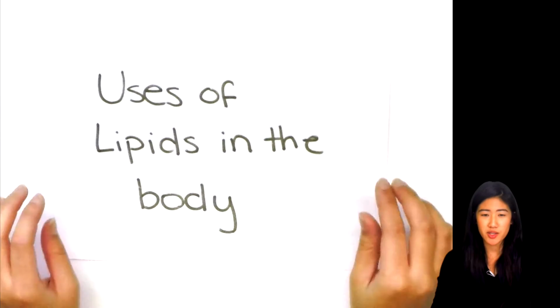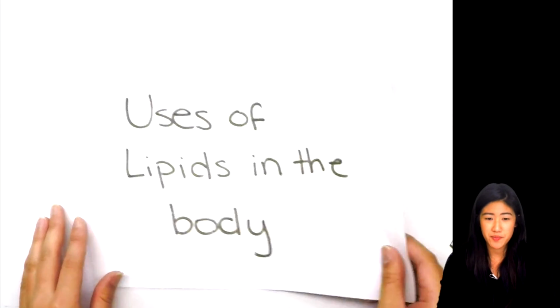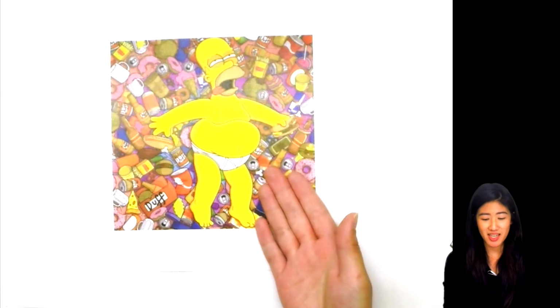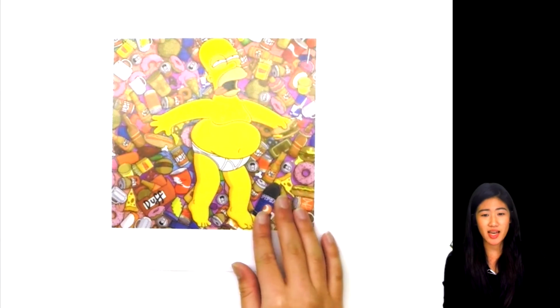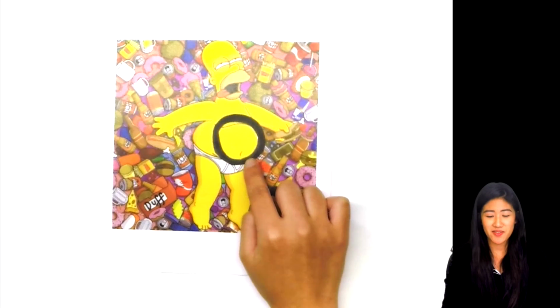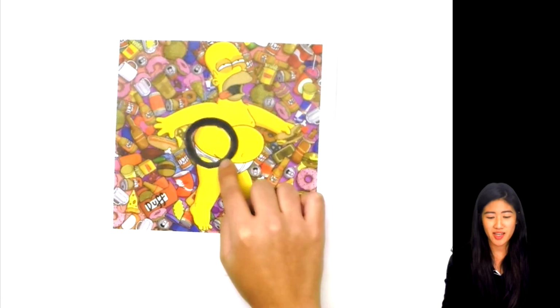Next up, I'm going to talk about the uses of lipids in the body. When we ingest fats, they are digested and absorbed by the cells and they provide energy in the form of ATP. If we aren't able to use the ATP, as he can be seen here, what happens is that due to the lack of movement and exercise, it turns into adipose tissue, which is basically just lumps of fat around your body, as you can see right here or here.